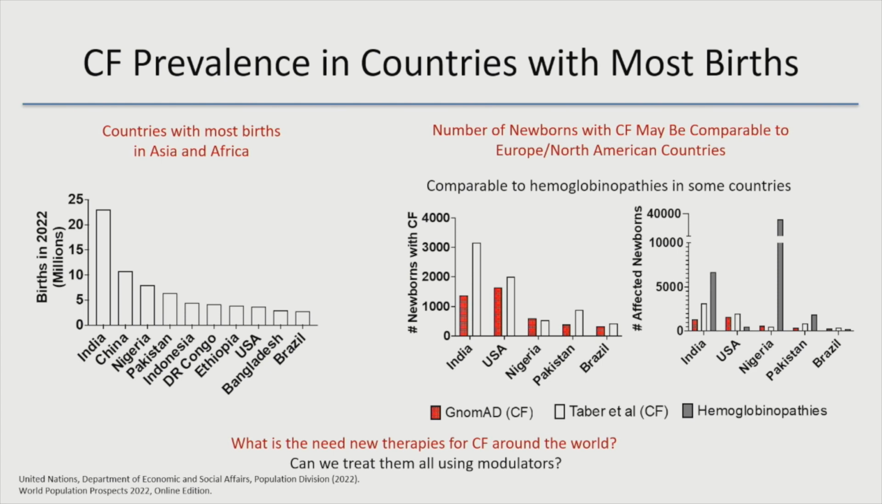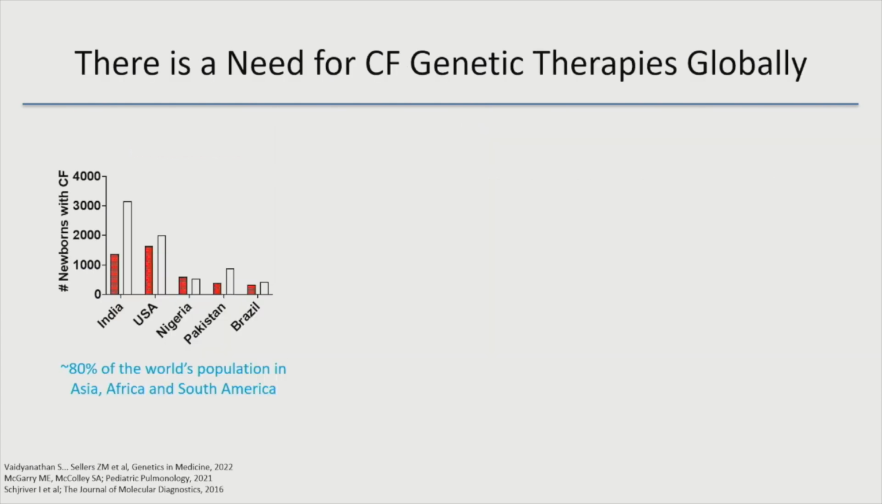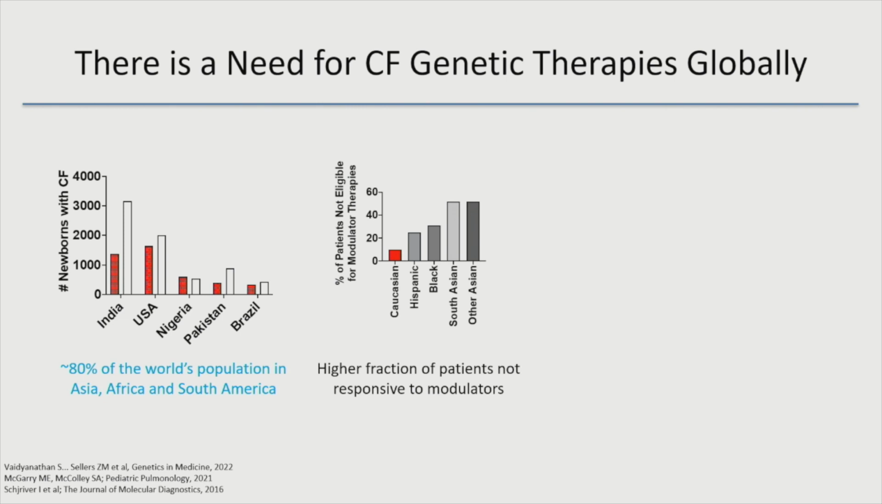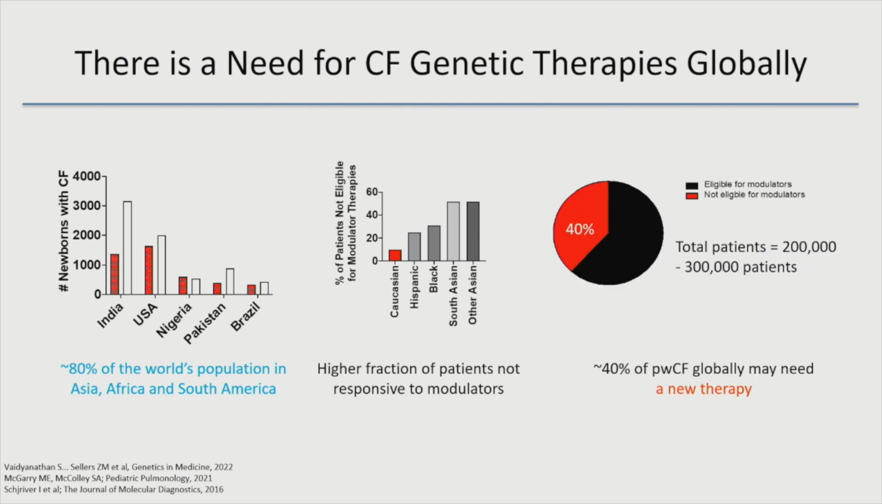Of course, the question is, can we just treat them all using modulators, right? So we've already just seen that there's an incredible number of people living all across the world where we haven't characterized CF. We also know, from work that was done when I was at Stanford and work from Dr. McGarry at UCSF, that when you look at these other populations, the number of people that don't respond to modulators is significantly higher than what you see in people of European ancestry, right?